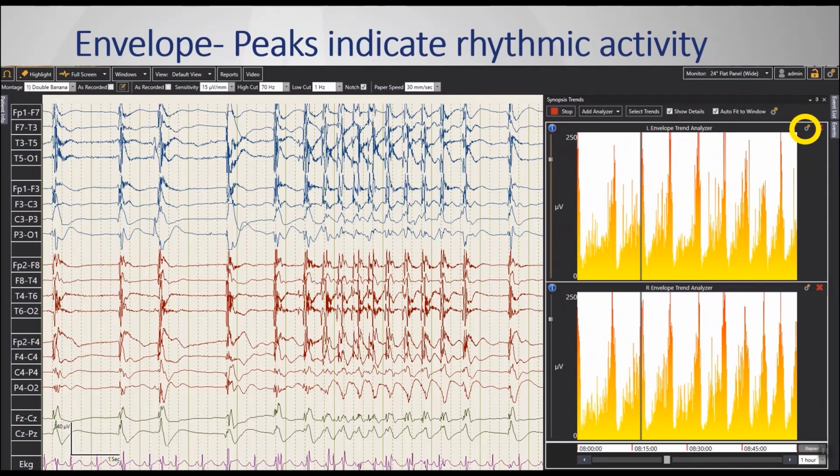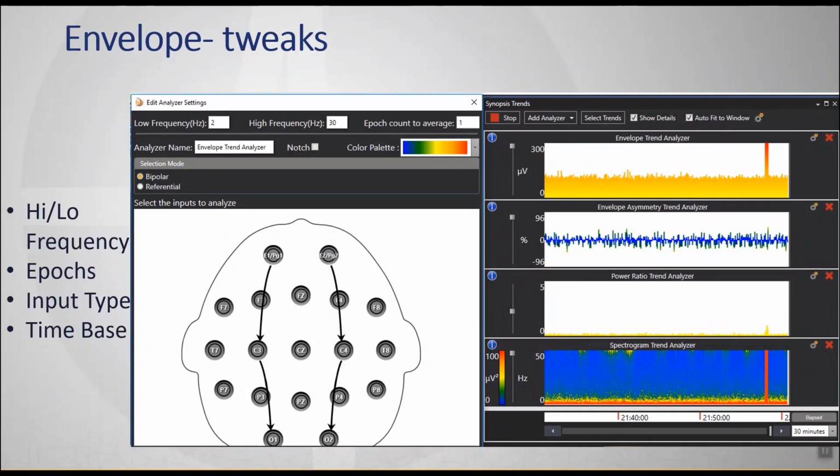Now, if you want to adjust what you're seeing on the screen in the upper right hand corner of each trend, you'll see that gear, and you can click on that and it will take you into the things that you can tweak. So for the envelope trend, that would include the frequencies. What frequencies are you interested in? You can narrow them down rather than looking at all the frequencies, and you can number that anywhere from 2 as low frequency on up.